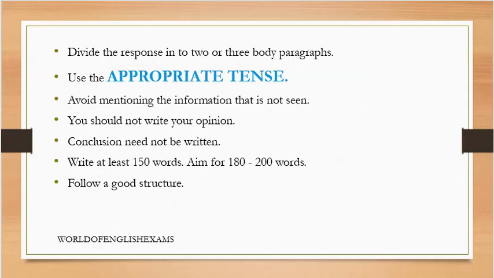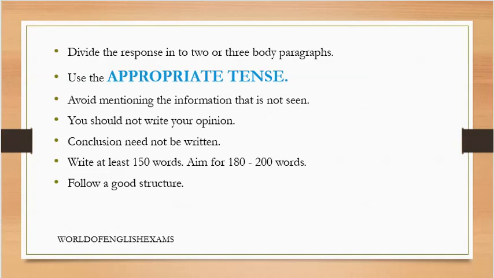This can be evident from the title of the graph itself, or you can see the years of study. If no years of study are mentioned, then you can treat it as the present tense, and you can represent all the data using present tense. Now the next point, avoid mentioning the information that is not seen. This is something called off topic.